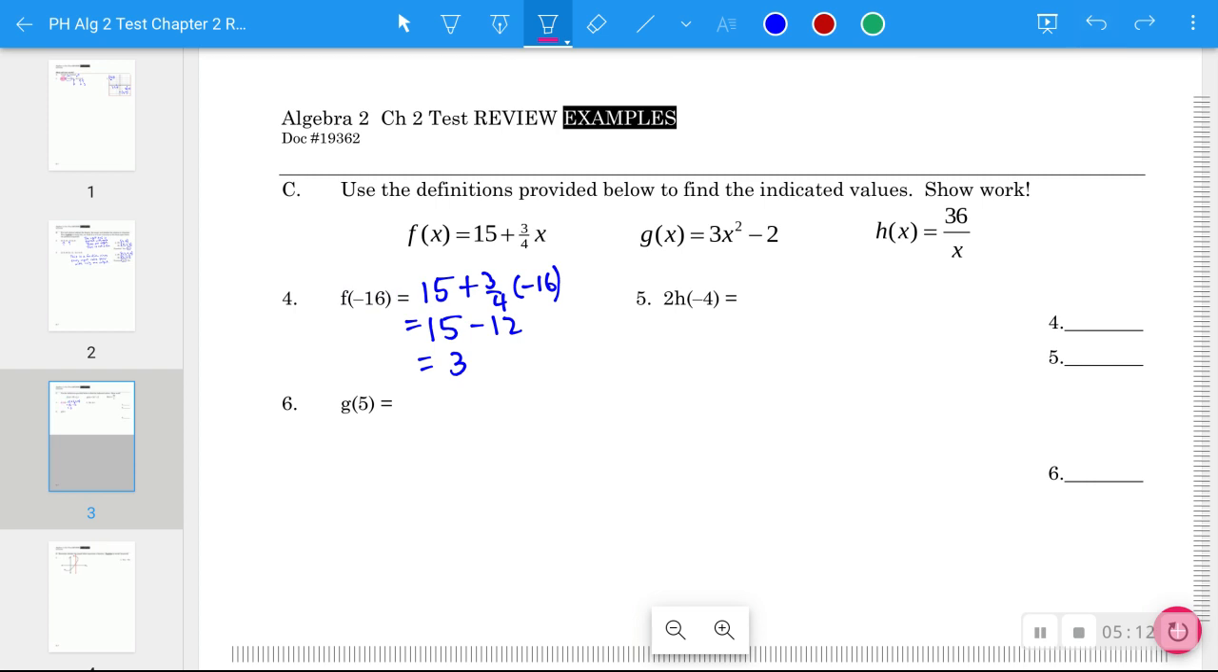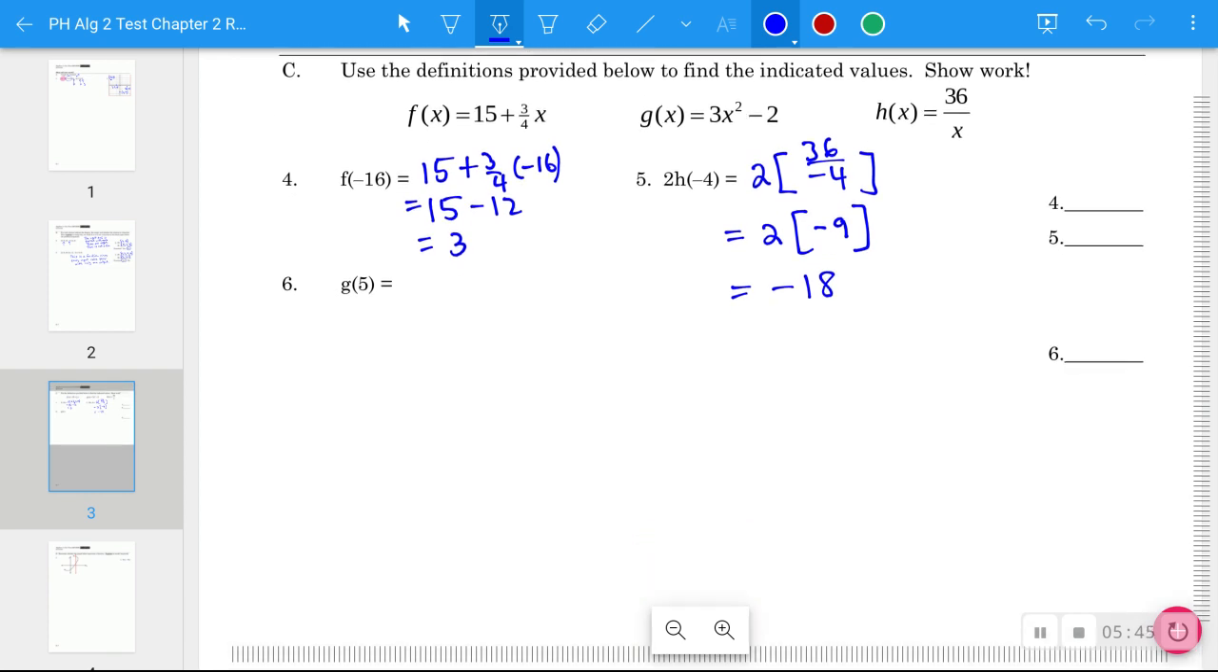Okay, on this next one here, we're going to take 2 times h of negative 4. So I'm going to put the 2 times on the back burner. It'll have to be done later. And then h of negative 4, we'll just simply put a negative 4 in this expression. 36 divided by negative 4. Well, the h of negative 4 works out to be negative 9. That's what 36 divided by negative 4 is. And now you finally do multiply that final result by 2 to get a negative 18 as your answer.